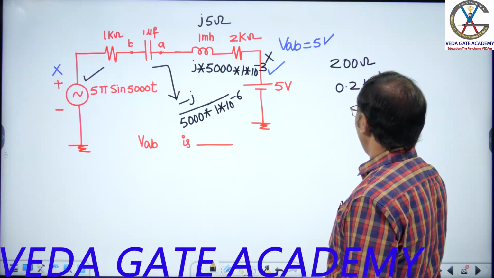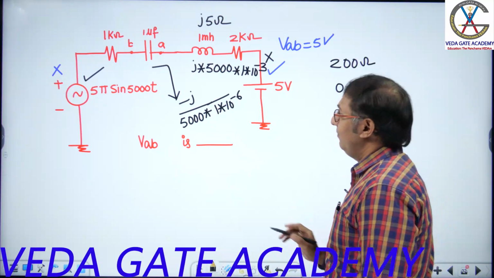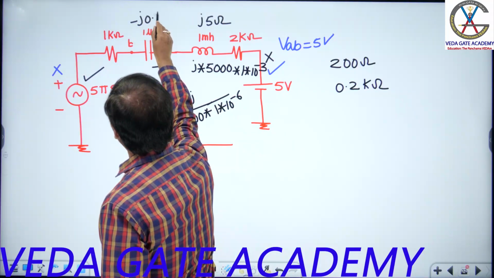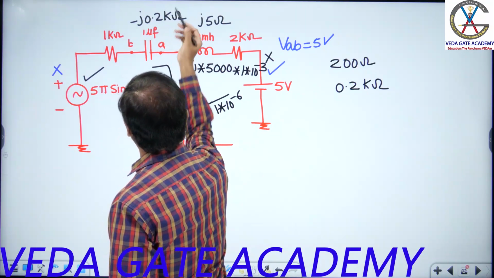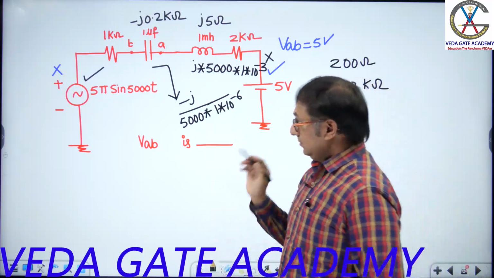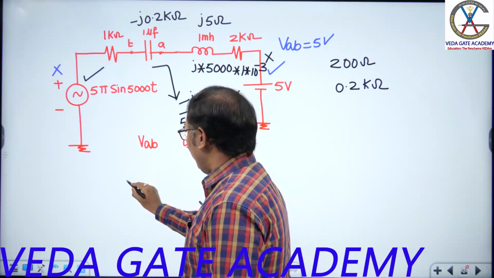Obviously correct, multiplying by 10 by 10. Minus j 0.2 kilo ohms. Let me write here: minus j 0.2 kilo ohms. Now observe, everybody please observe carefully. What is VAB because of the AC source?